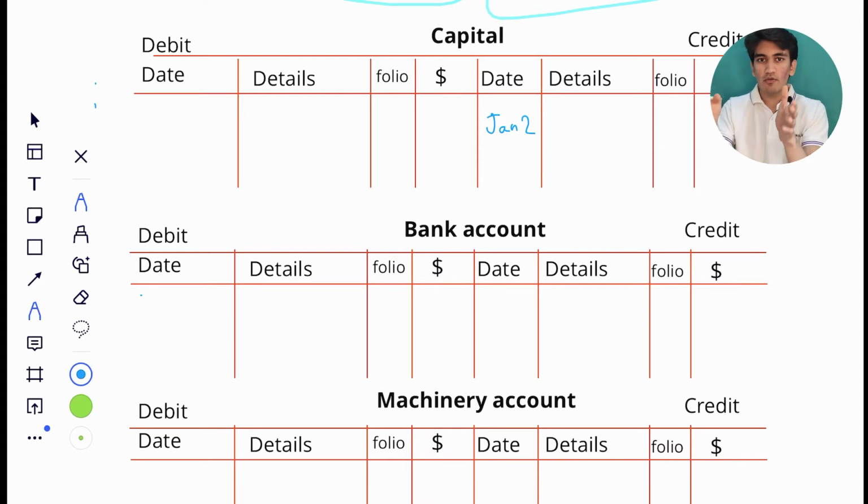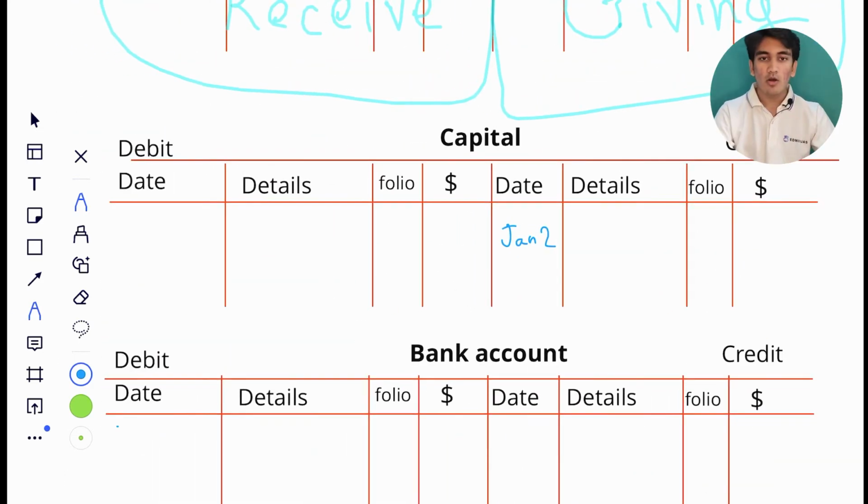So first let's focus on the capital account. It is giving $80,000. And what did we look at? That giving goes under the credit column. So let's focus on the credit column of capital. Firstly we have date, which comes under the credit column. So we'll start by writing the year, which is 2021. Then we'll write the date, which is January the 2nd.